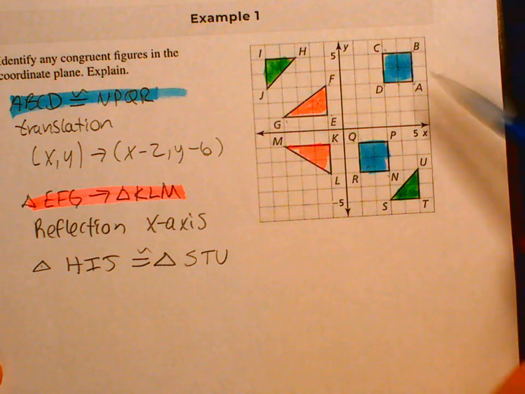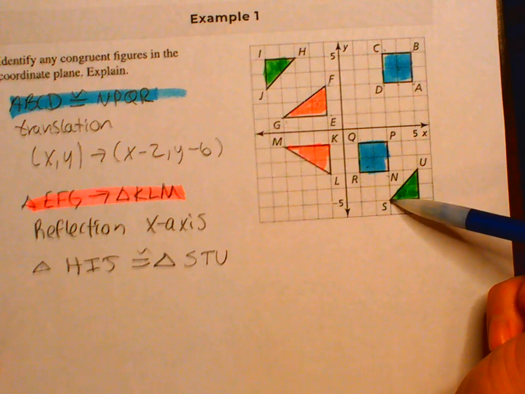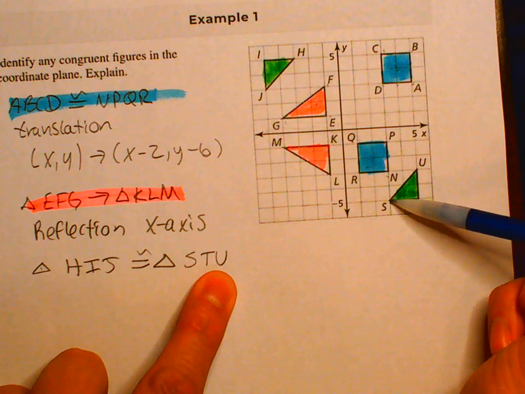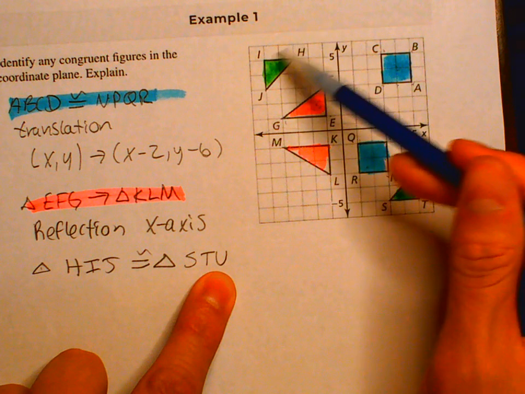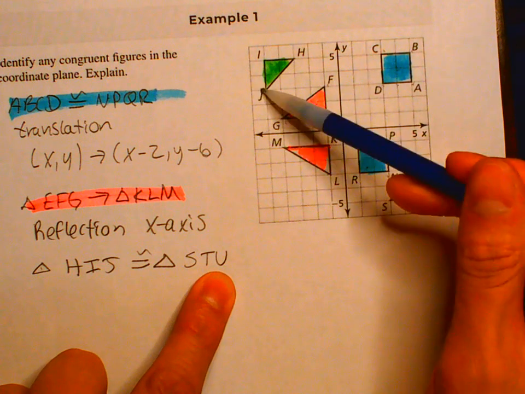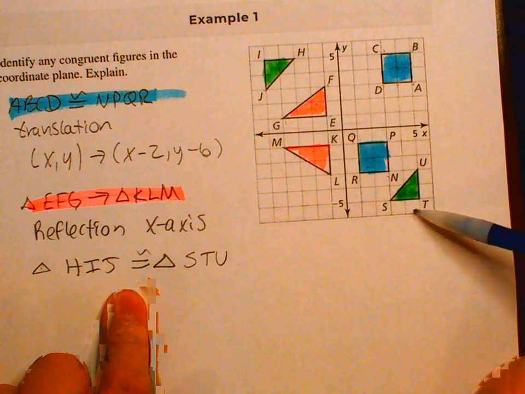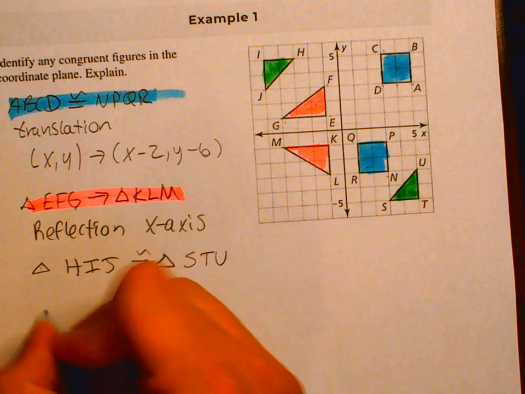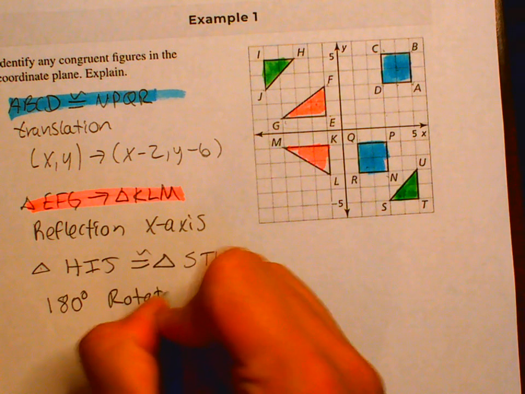If I were to think of a reflection, J would map onto S. And you can see that J should map onto U. So it is not a reflection. It's going to be a rotation. If we do a rotation, J will map onto U, I will map onto T, and H will map onto S, which is what we want. So we have a 180-degree rotation.